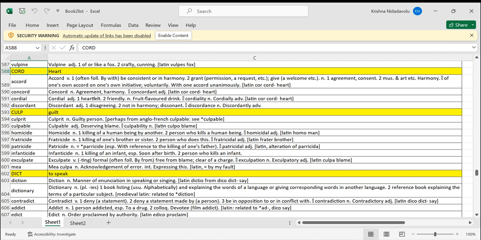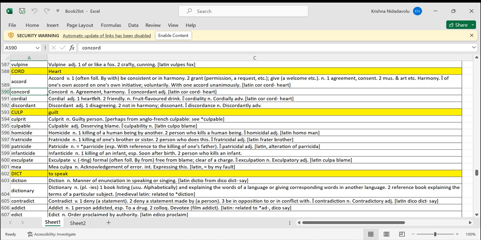Concord. Concord is also the same thing. Con plus cord. It is also a state of agreement. It is harmony. It is more like a formal agreement. Con is together. Together hearts. Hearts together. That is concord.